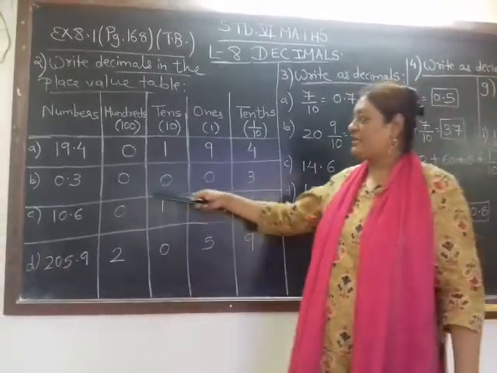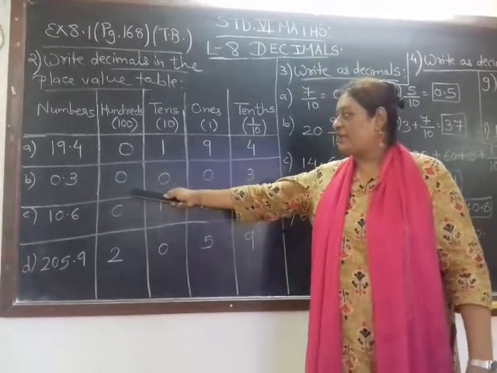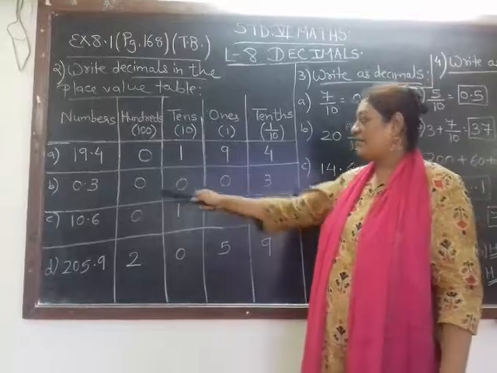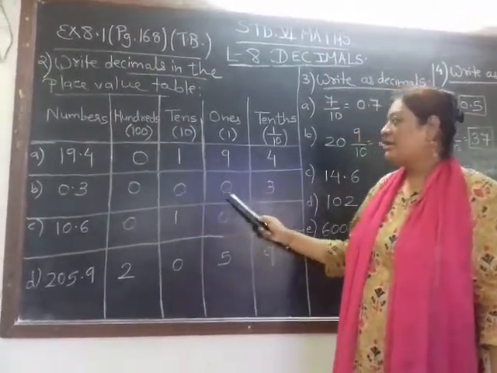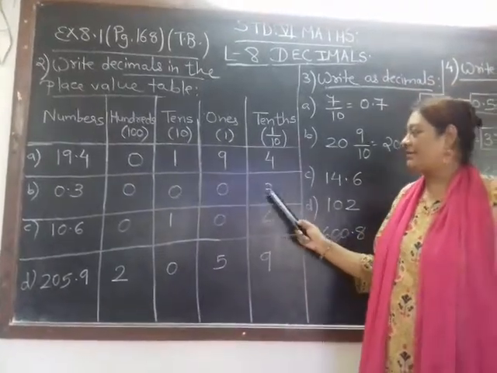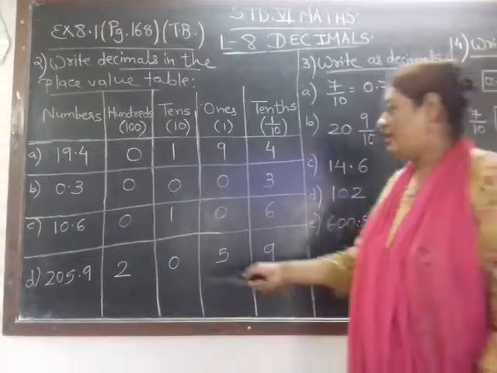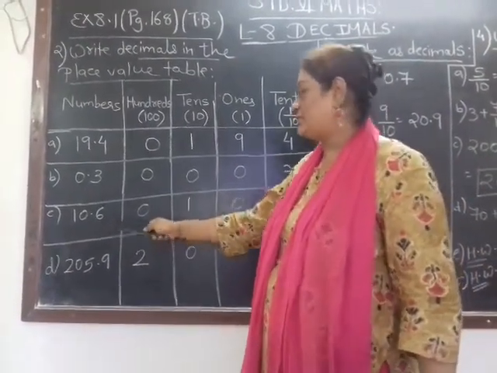Okay, now continuing with the next number, 0.3. So again we do not have any digit in hundreds, tens, or ones, that is all 3 will be 0, and after the decimal point we have 3. Okay, the third one, C of question number 2, is similar.